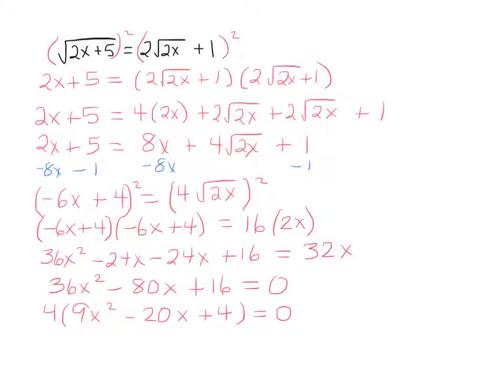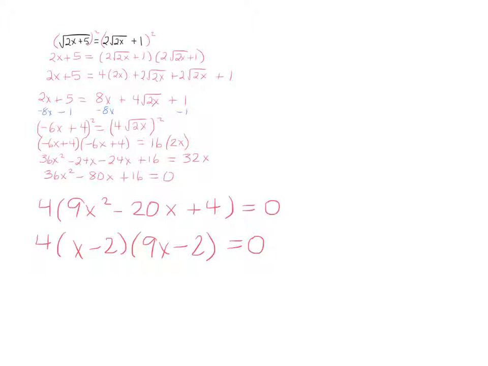Decomposition is probably the way to go for factoring. We end up with the 4 is actually still there, and then x minus 2 and 9x minus 2. Are we done? No, not yet, right? Of course not. Because that'd be easy. What does x equal? 2 and 2 over 9 are the values for x.